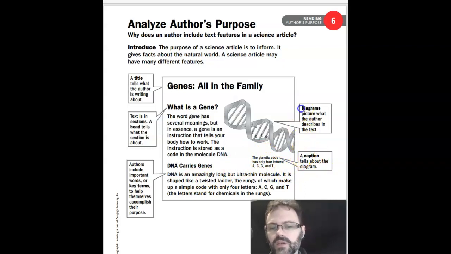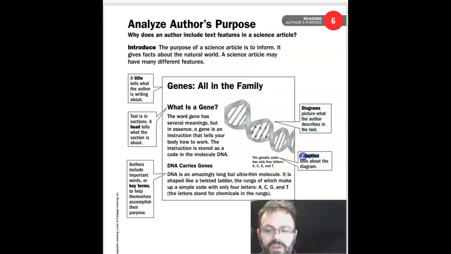Another kind of text feature is called a diagram. A diagram could be a picture, or it could be like a drawing like this one. This is a drawing of DNA. They are pictures of what the author describes in the text. So a question could be, why did the author include the diagram of DNA?